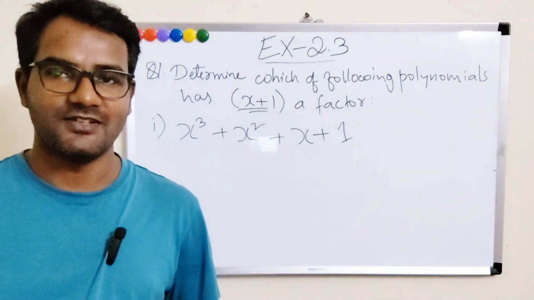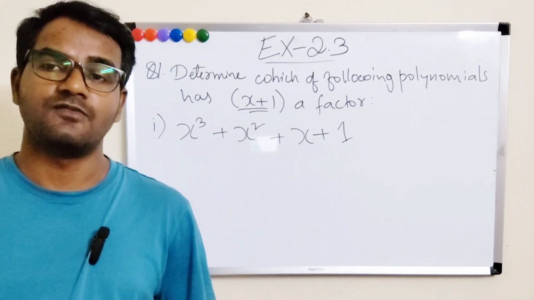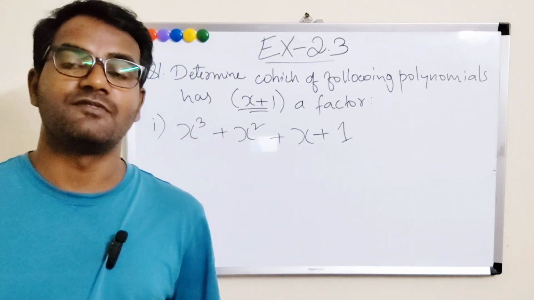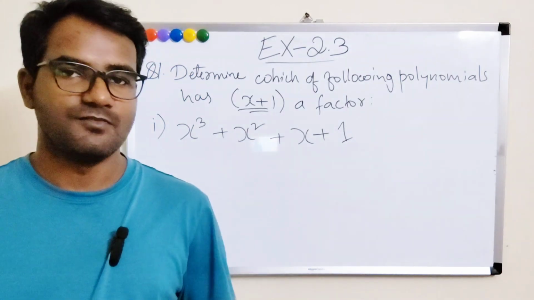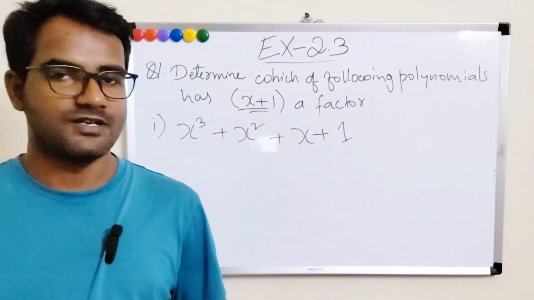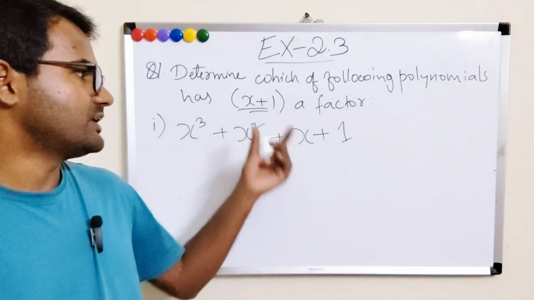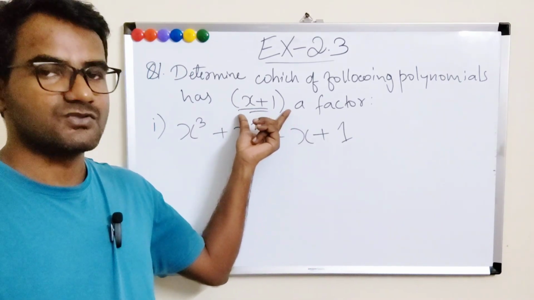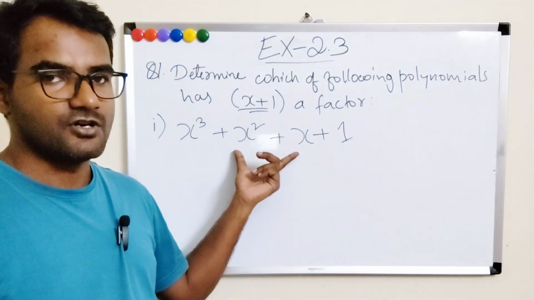So my dear friends, as you know, we are solving mathematics of class 9, right? And we are solving exercise 2.3 in this video, and we have the very first question, that is what? Determine which of the following polynomials has factor x plus 1, right? So here we have to find out whether the given number, that is x plus 1, is a factor of these given polynomials or not.